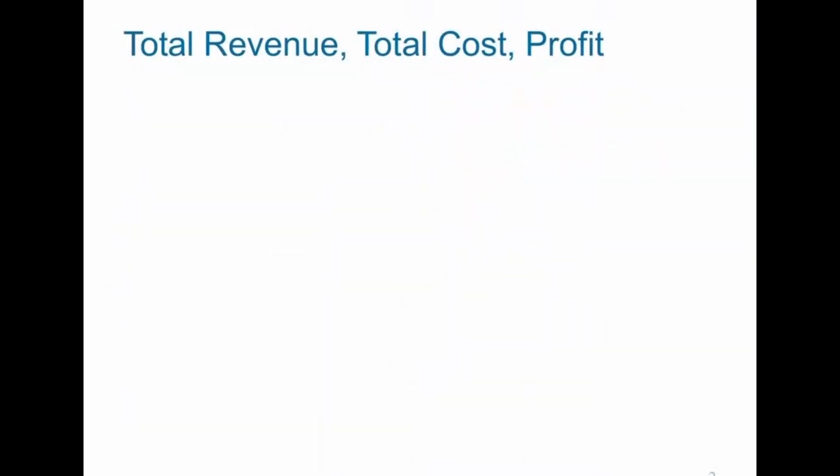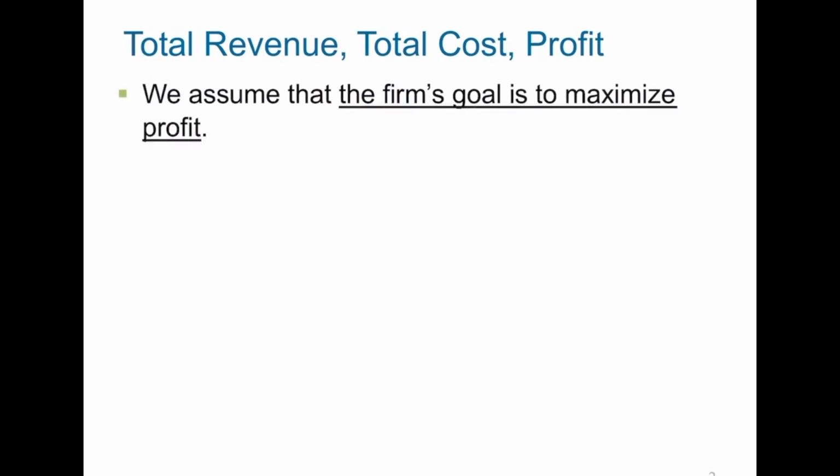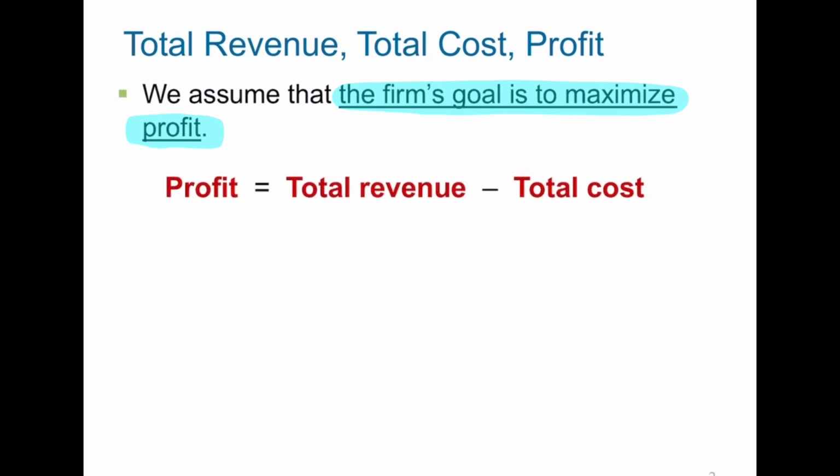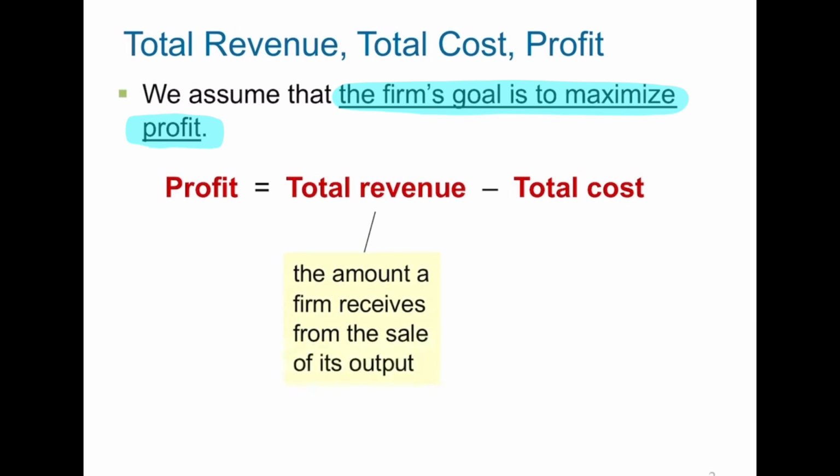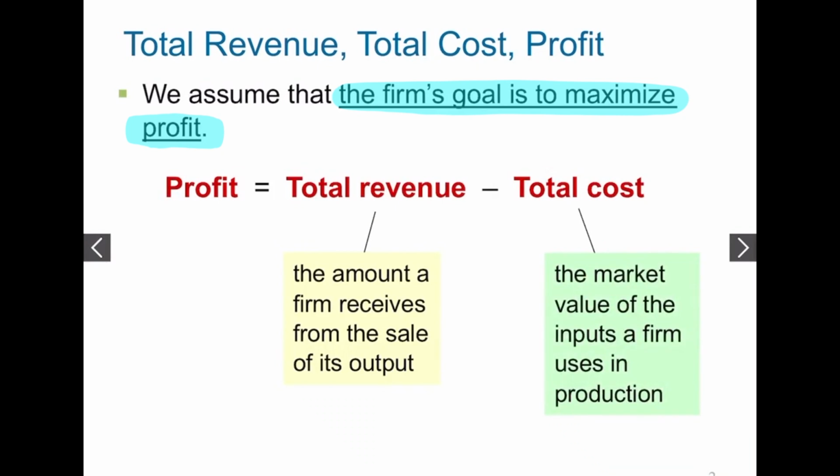First, we'll be talking about total revenue, total cost, and profit. We assume that the firm's goal is to maximize profit. Profit is equal to total revenue minus total cost. Total revenue means the amount a firm receives from the sale of its output. And total cost is the market value of the inputs a firm uses in its production.